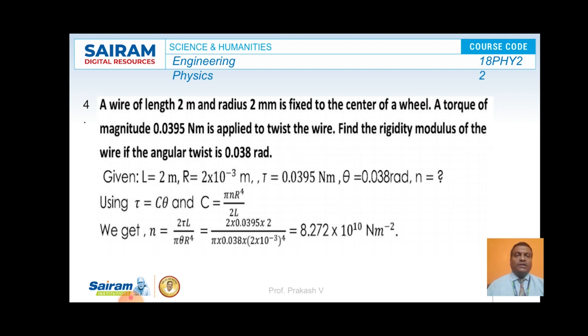So we know that torque T is C theta, and further C is pi n r to the power of 4 by 2L, and hence the value of n can be written as 2TL by pi theta r to the power of 4. By substituting the values of all the parameters, the value of n will be calculated as 8.272 into 10 to the power of 10 Newton per meter square. So this is the value of n, or rigidity modulus of the material of the wire.